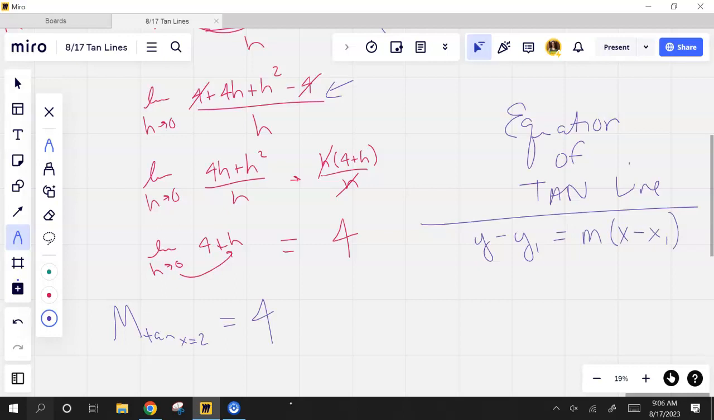This is going to be your best friend, point slope form. Point slope form takes a point and a slope, right?